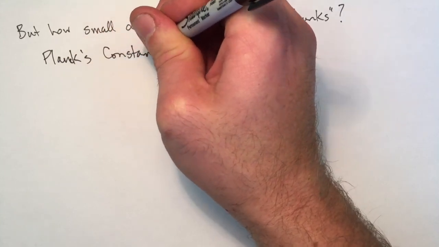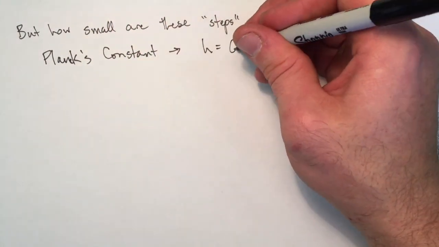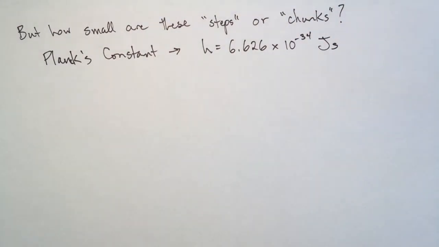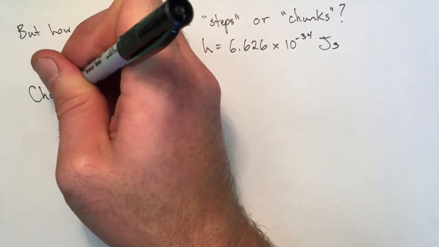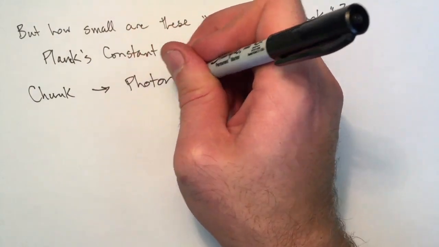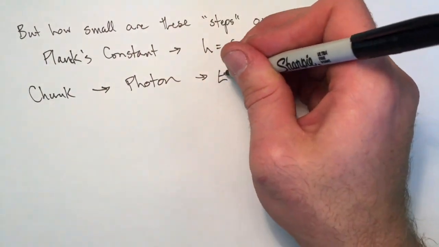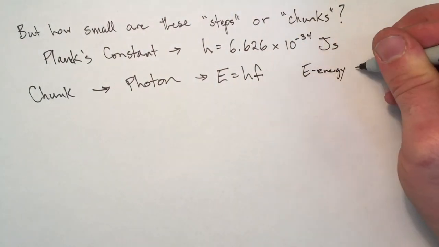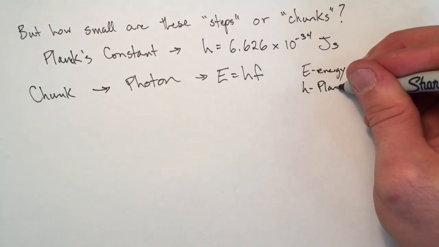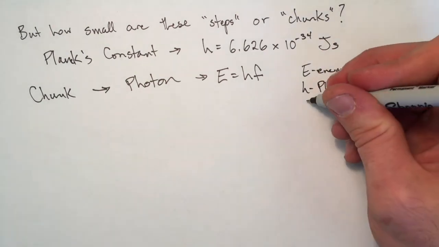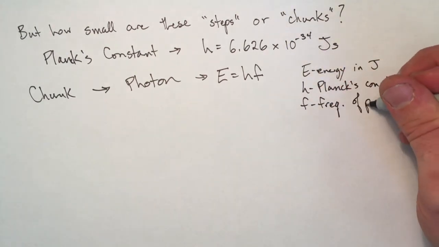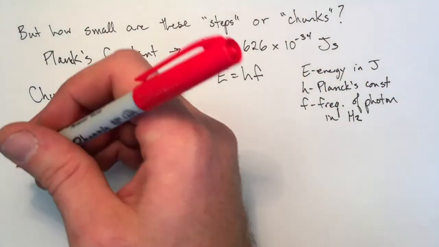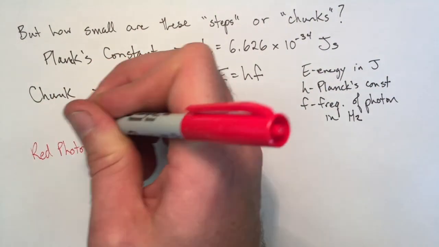Planck went out to ask, though, how small can these little chunks or steps be? He found that the scale at which the little chunks occur is governed by something now called Planck's constant, 6.626 times 10 to the negative 34. So if we examine a little chunk of this energy, this would be equal to 1 photon of light, where the energy of a photon is equal to h, Planck's constant, multiplied by its frequency.